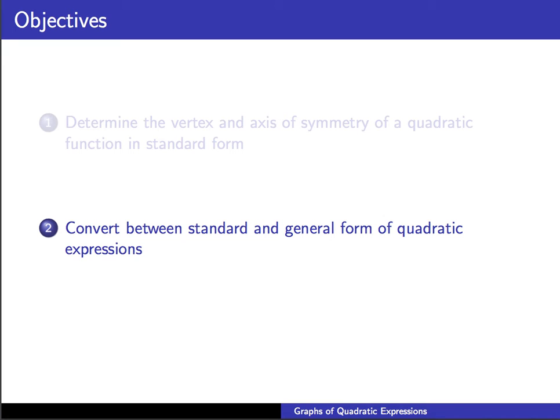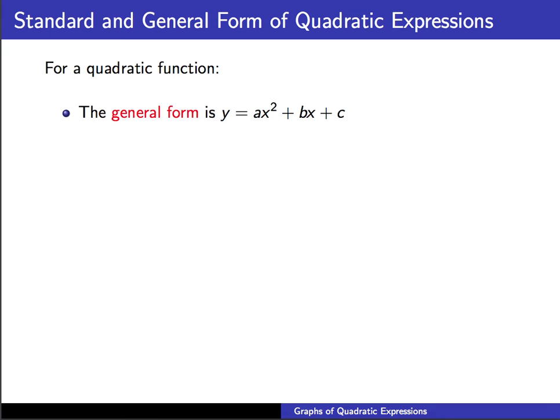All right, in this video, we're going to look at converting between standard and general form of quadratic expressions. For a quadratic function or expression, we'll get into functions later, the general form is y equals ax squared plus bx plus c, as we saw in our previous video, where a, b, and c are real numbers, and a is not equal to 0. If it was, we would have just bx plus c, which is a line, and it's not going to produce a smile or a frown.